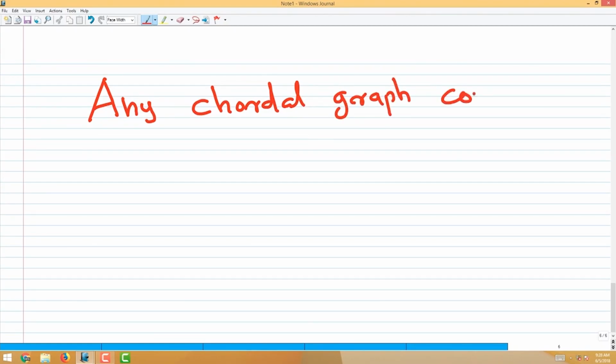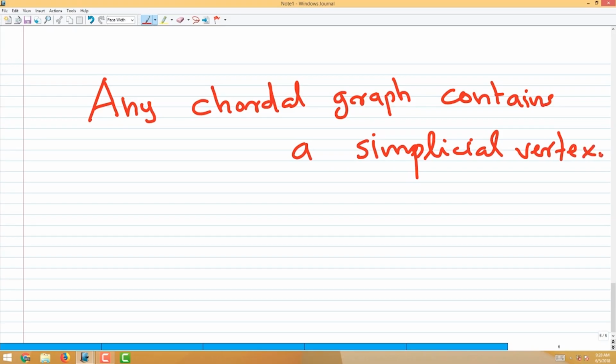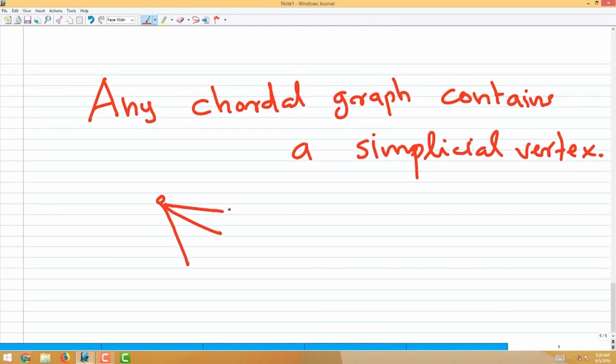From this, we can get a very interesting, very useful property of chordal graphs. Namely, any chordal graph contains a simplicial vertex. What is a simplicial vertex? A simplicial vertex means if you look at that vertex and its neighborhood, that neighborhood along with that vertex should induce a complete graph. Something like this. For instance, if I take this vertex, it should have all the edges here, right? It should be a clique.